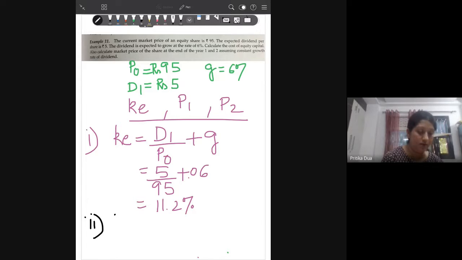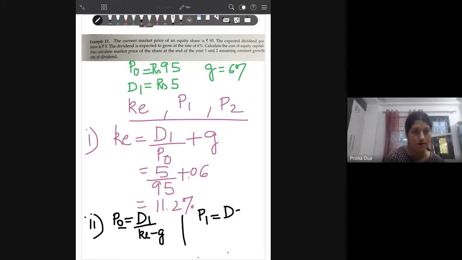was P0 is equal to D1 upon KE minus G. So please have a look. When we have a P0 here, we have a D1 here. So when I need to calculate P1 here, I will need a D2 here upon KE minus G. KE and G we already know.